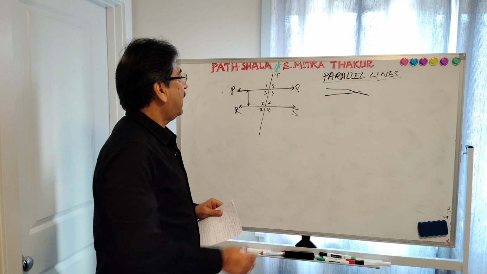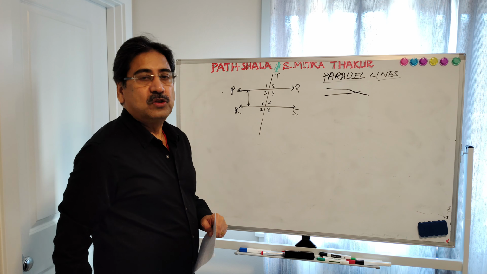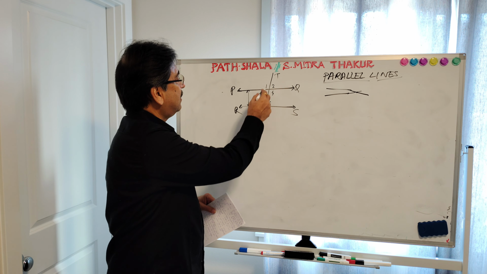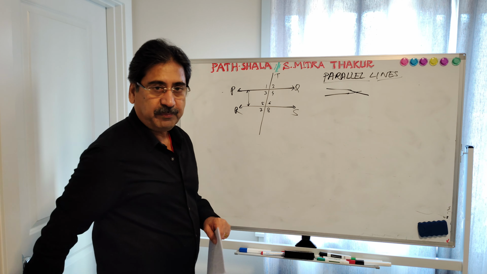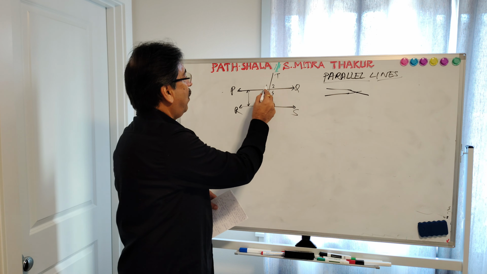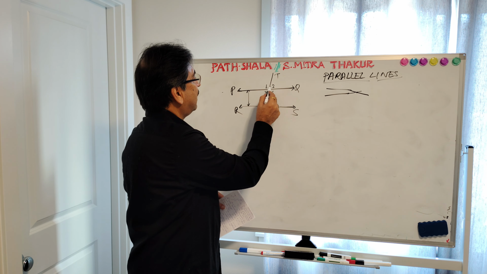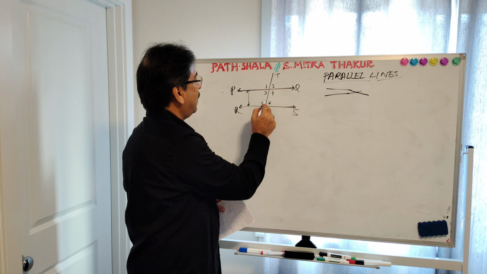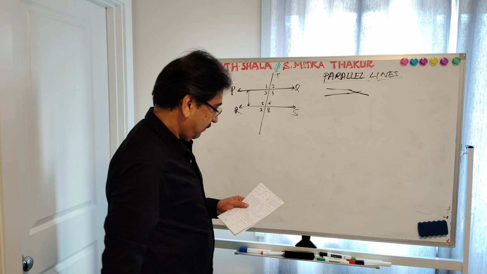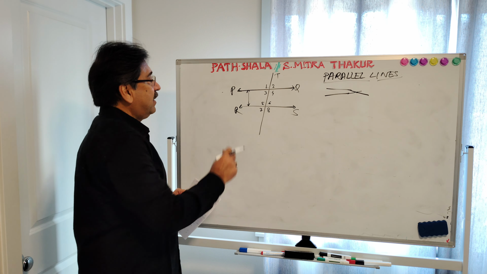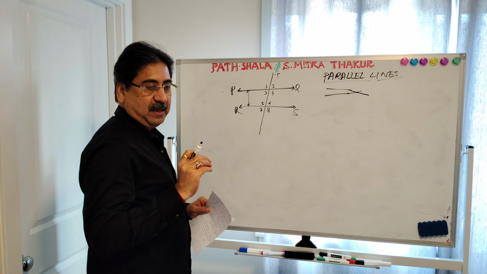Transversal means the line which cuts two parallel lines in 2 points, right? So when the transversal cuts the parallel lines in 2 points, it forms a lot of angles here. These angles I have named: angle 1, angle 2, angle 3, angle 4, 5, 6, 7, 8, all the angles here, right? So these types of angles have very specific names.